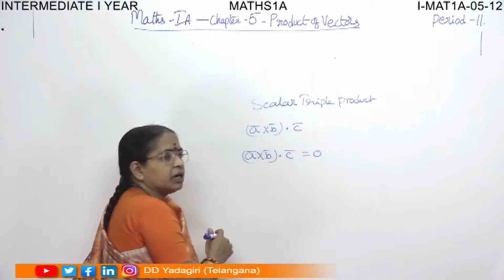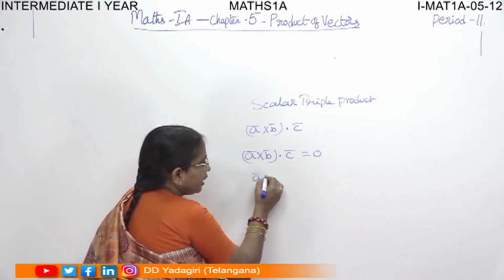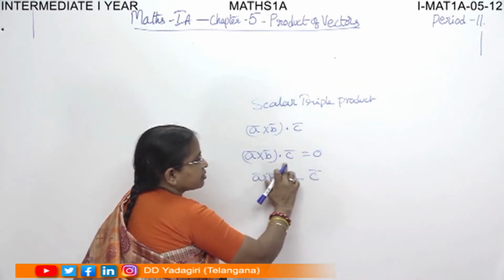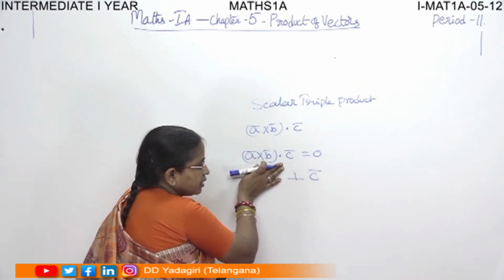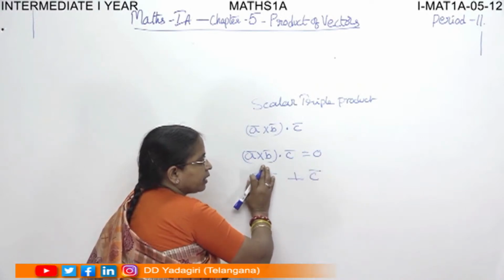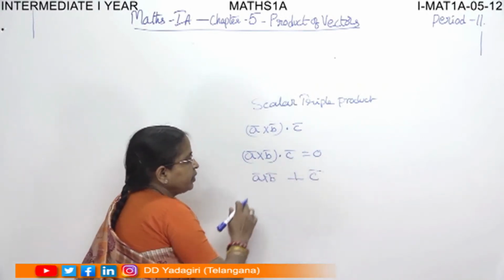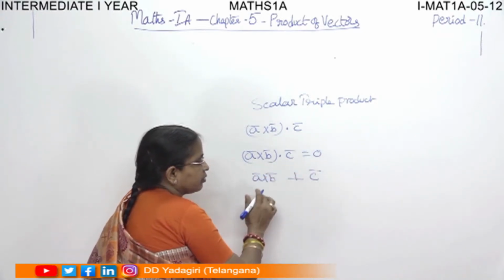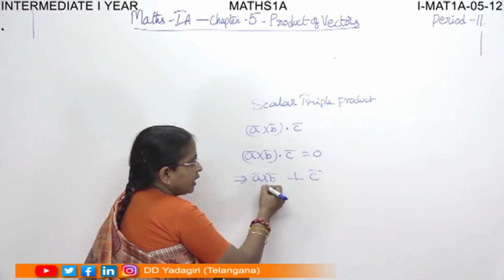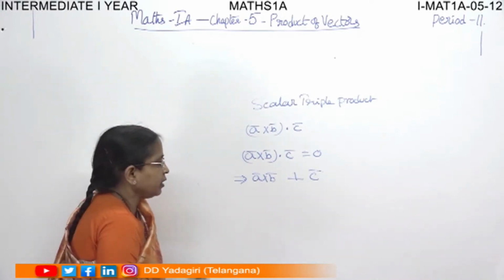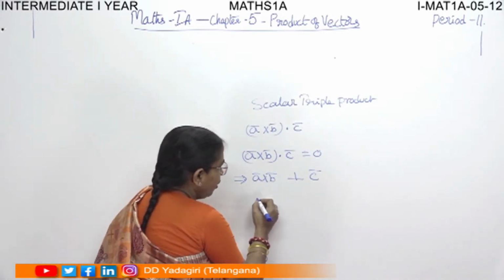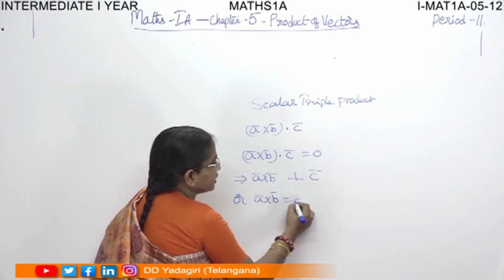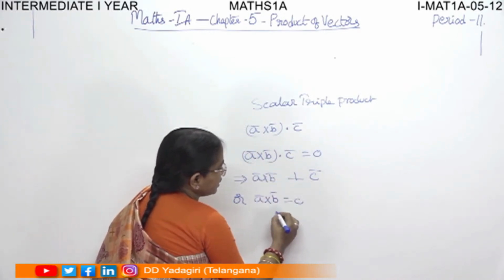When can it be equal to 0? When A cross B is perpendicular to C. When they are perpendicular, their dot product is 0. So when A cross B is perpendicular to C, A cross B dot C is 0. This implies that A cross B is perpendicular to C, or A cross B is equal to 0, or C is equal to 0.